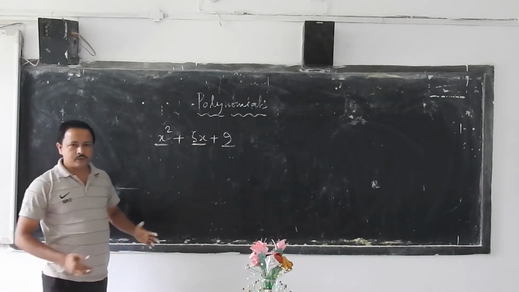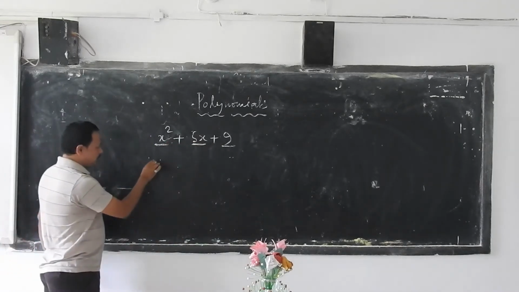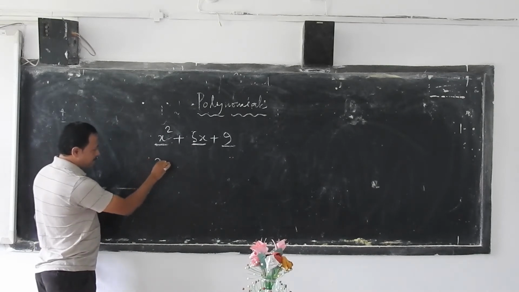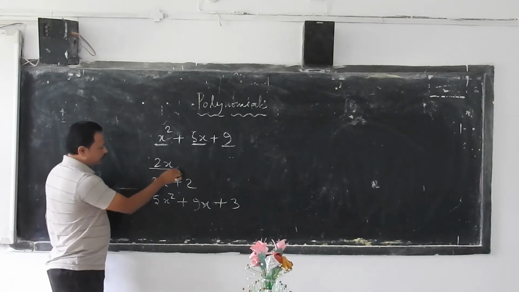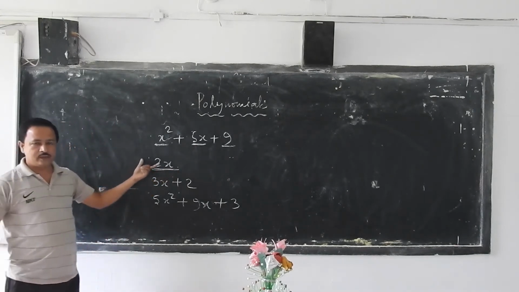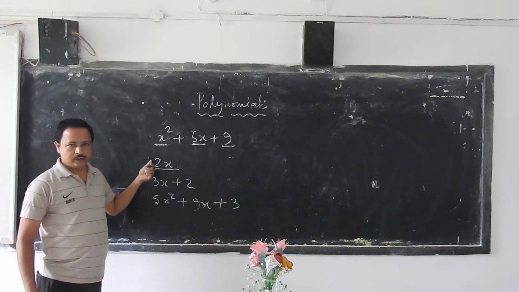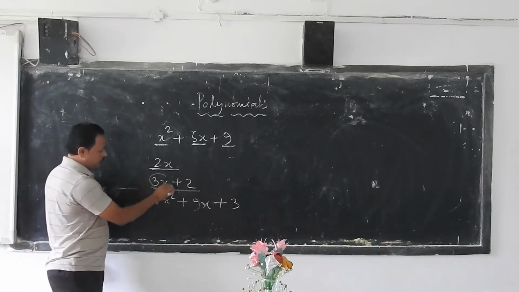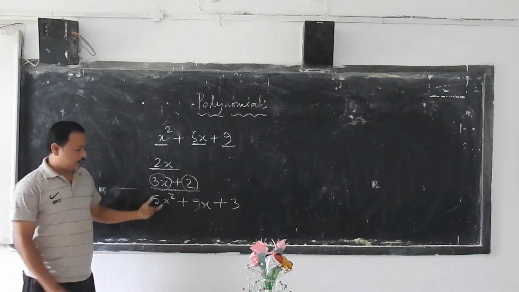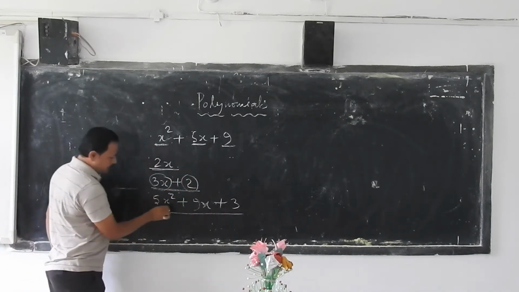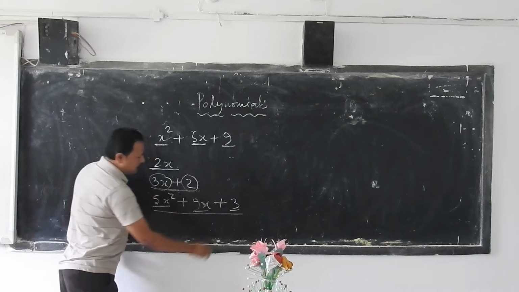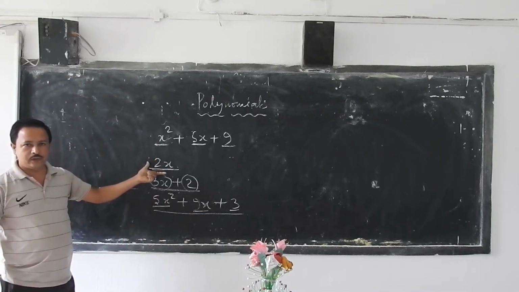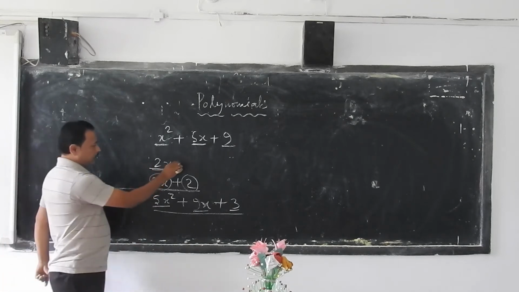There are different types of polynomials. See, some polynomials I am writing here. In this polynomial, only one term is there, a single term polynomial. And here, 2 terms are there. This one is one term, this one is another term. And in this polynomial, you can see 3 terms are there. So this is a single term polynomial.